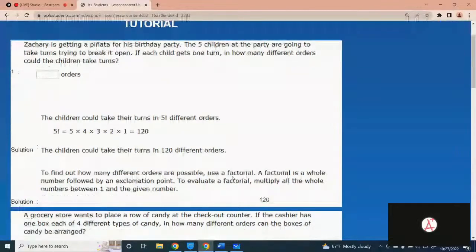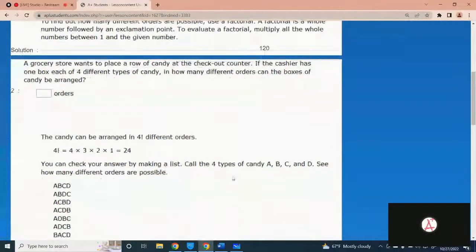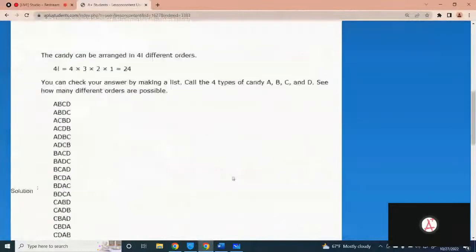Okay, the next example is a store wants to place a row of candy at the checkout counter. If the cashier has one box each of four different types of candy, how many different orders can the boxes of candy be arranged? Just look at these options. They have mentioned all the options.